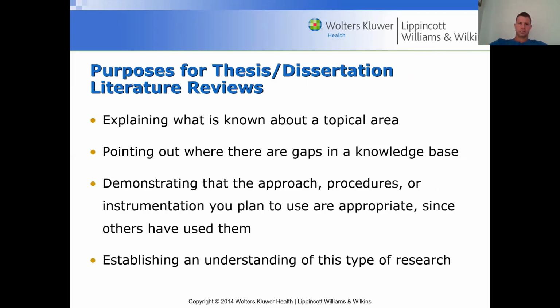The purpose of literature reviews for a thesis or dissertation is to explain what is known about the topical area and to point out where there are gaps in the knowledge base. Unless something is a law, there are always slight gaps. Some gaps are itty bitty, microscopic, where we know this is happening, we just don't have anything to 100% confirm it. Or there could be some big gaps, right?